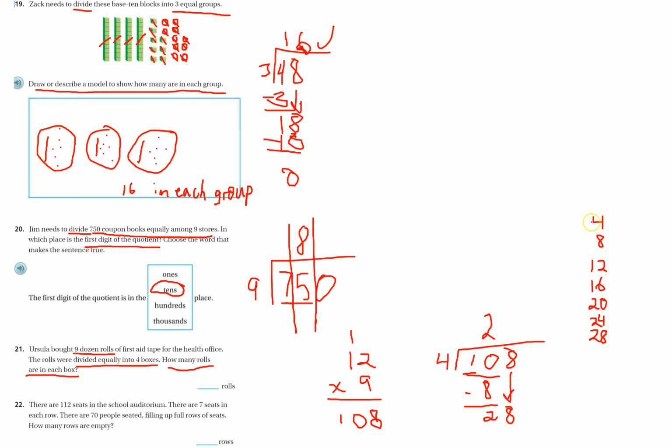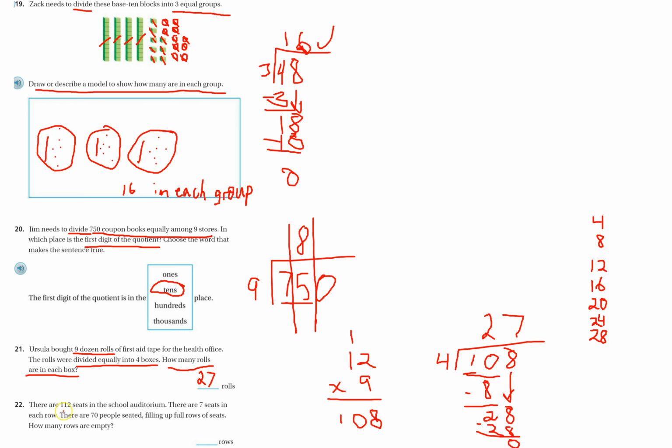Let's see how many 4s that was. 1, 2, 3, 4, 5, 6, 7. So 7 times 4 is 28. Subtract gives me 0. So how many rolls in each box? 27 rolls in each box.